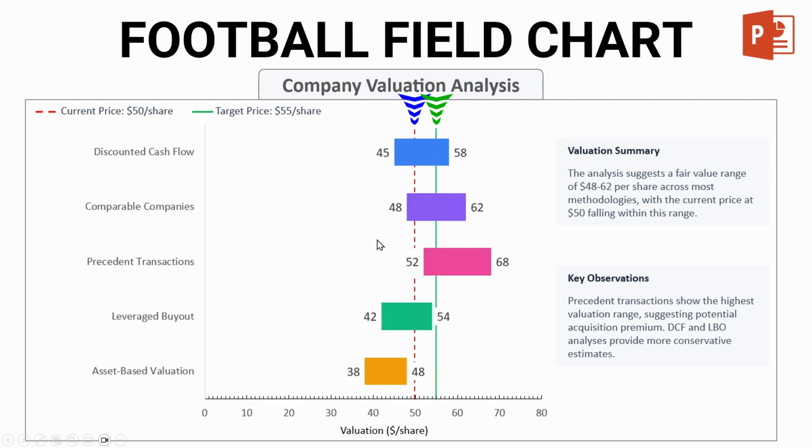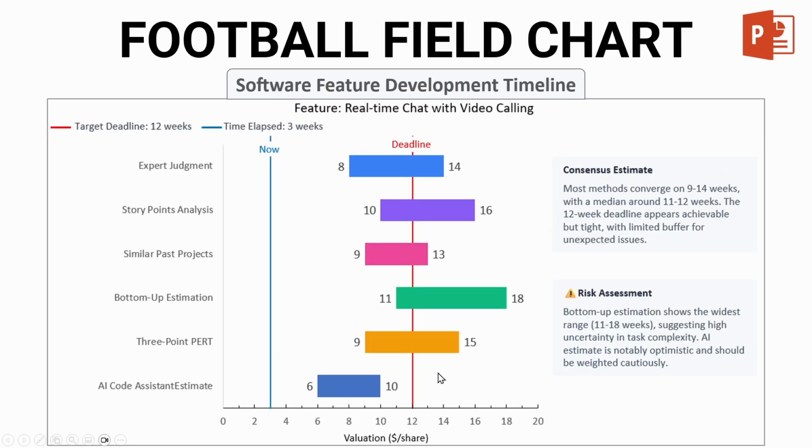They typically show a current value and a target value. In this case, you can see that this red dashed line shows current share price, while this green line shows the target share price in dollars. This chart doesn't necessarily have to be limited to finance. We can also use it for software development project timelines using different estimation methods.